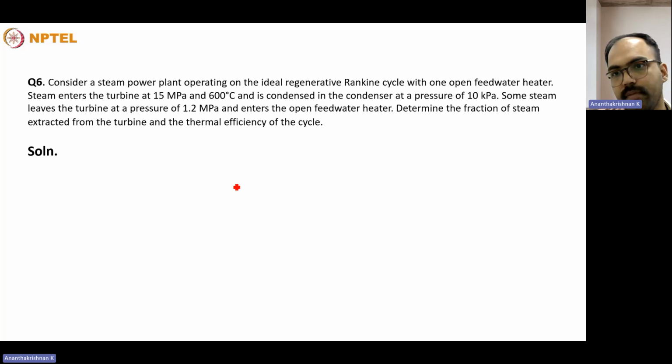Consider a steam power plant operating on the ideal regenerative Rankine cycle with one open feed water heater. Steam enters a turbine at 15 megapascal and 600 degrees Celsius and is condensed in the condenser at a pressure of 10 kilopascal. Some steam leaves the turbine at a pressure of 1.2 megapascal and enters the open feed water heater. Determine the fraction of the steam extracted from the turbine, that Y fraction, and the thermal efficiency of the cycle. So it's a feed water heater.